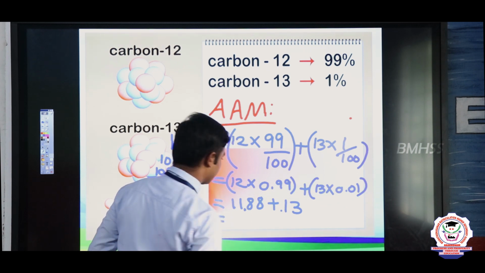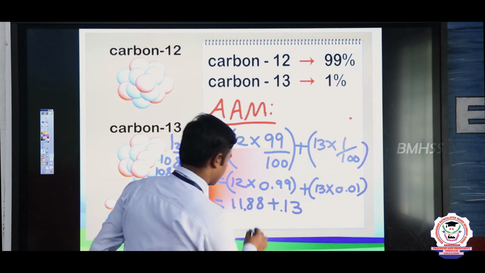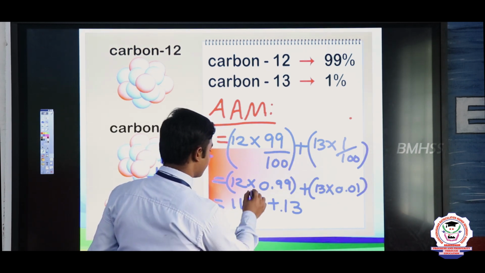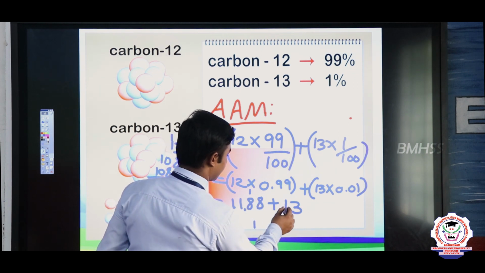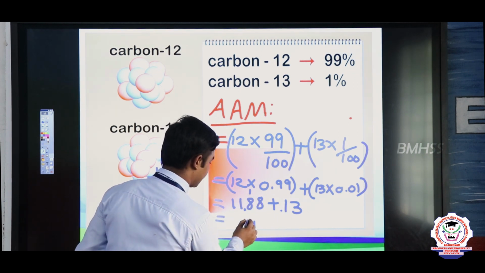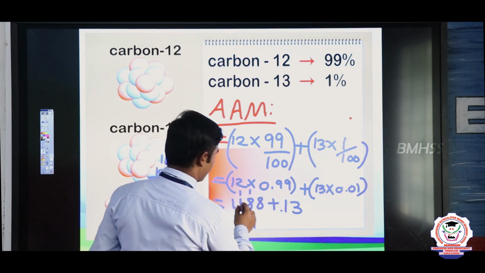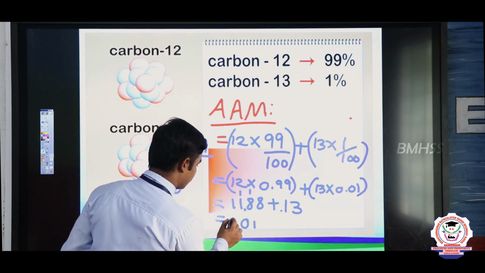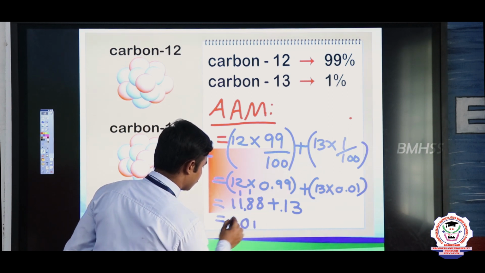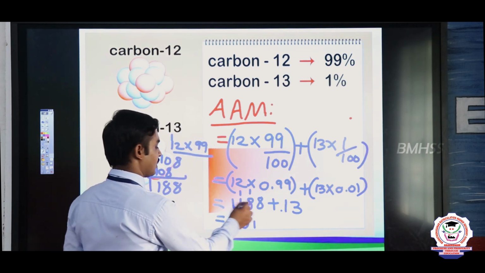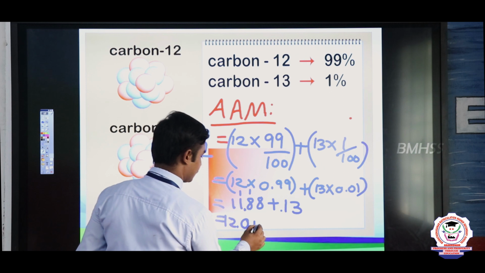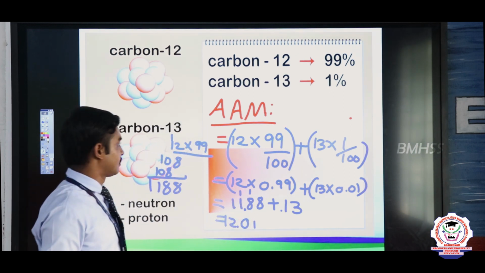So, the answer is 8 plus 3, 11, put 1 and 1 is remainder, and 8 plus 1, 9, 9 plus 1, 10, write 0 and remainder 1, 1 plus 0, 0, 0 plus 1, 1 plus 1, 2, and remainder is 1. So, the answer is 12.01.